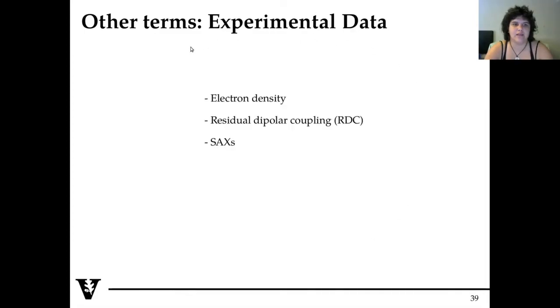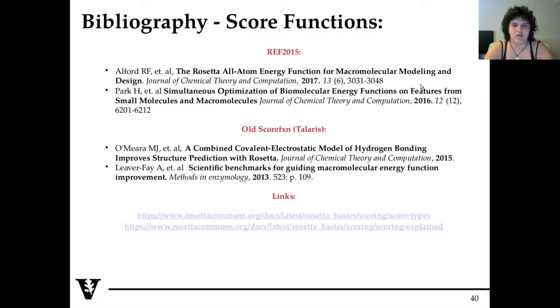The last thing that Rosetta can do is integrating experimental data, for example, electron density, residual dipolar coupling, or SAXS, into the score function. So there are groups that are working on many different experimental interfaces with the computational side, and many of them, I think you will have the electron density tutorial later on. So that is all for the scoring function.